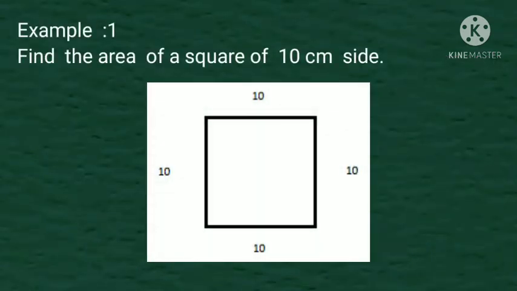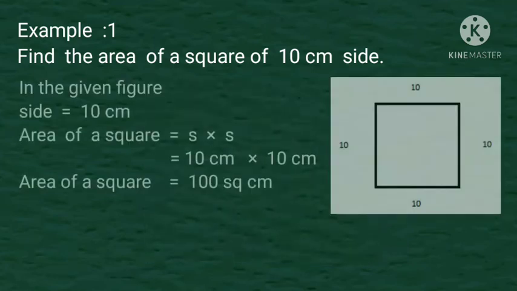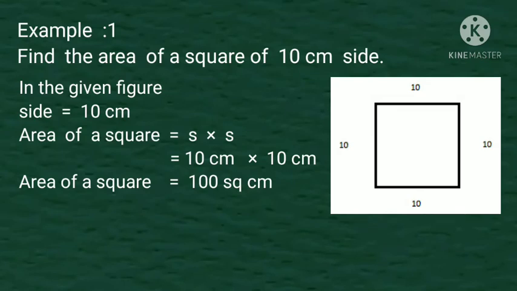For example, find the area of a square of 10 centimeter side. Here side is equal to 10 centimeter. Thus area of a square is equal to formula. What is the formula? Side into side. A is equal to S into S. That is equal to 10 centimeter into 10 centimeter, that is equal to 100 square centimeter. Area of the square is 100 square centimeter.